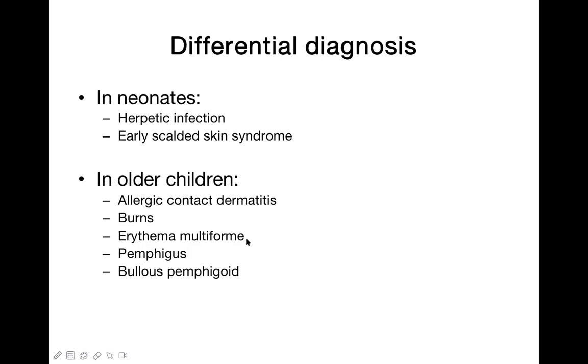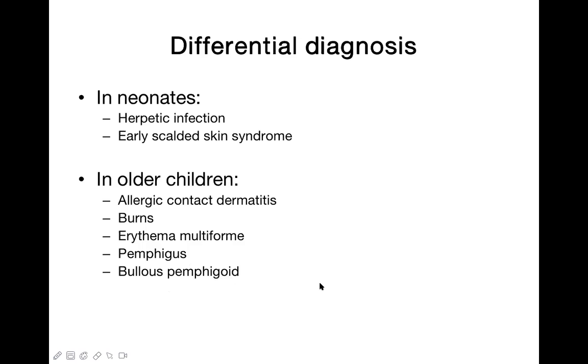Erythema multiforme is a drug reaction where target lesions are formed. These are also known as bullseye lesions, mainly caused by drug reactions, and sometimes by viral infections as well. Pemphigus is an autoimmune skin disorder where there is formation of blisters and vesicles. Bullous pemphigoid is a bit similar to pemphigus, but the bulla are deeper. They are formed in the dermoepidermal junction in bullous pemphigoid, whereas in pemphigus they are superficial.